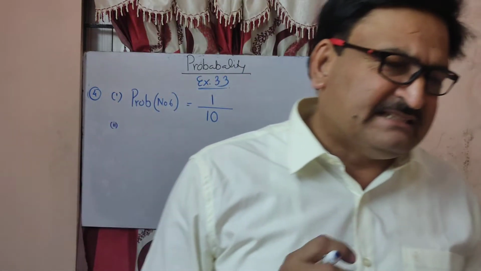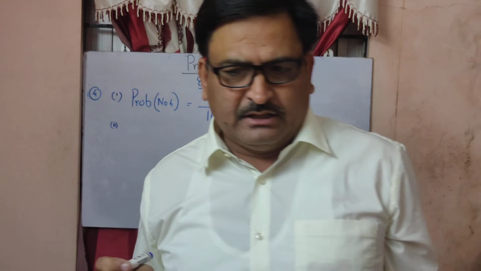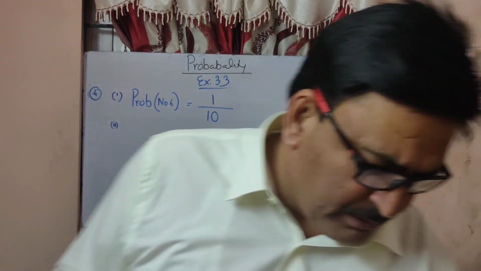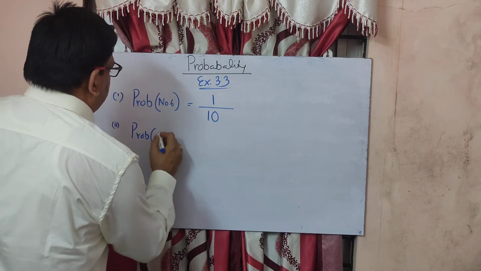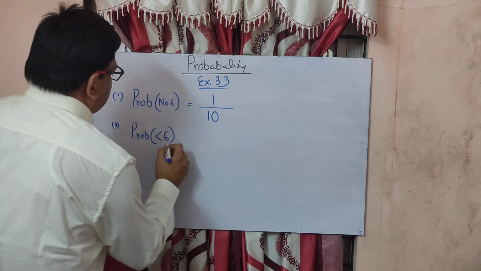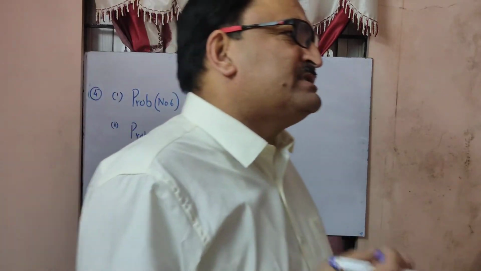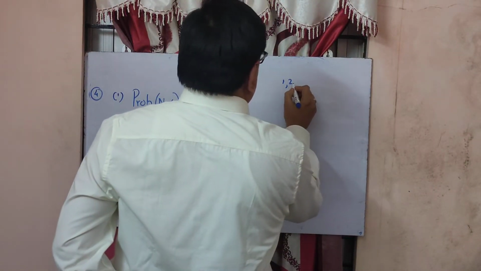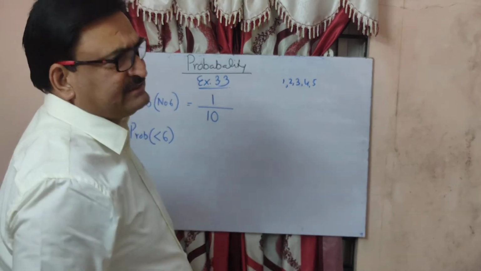Getting a number less than 6. Less than 6 means what? The numbers are from 1 to 10. First of all, you have to write the probability of getting less than 6. Now count the numbers which are less than 6. That is 1, 2, 3, 4, 5. All these 5 are less than 6.